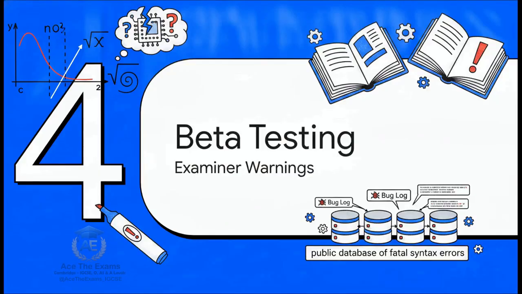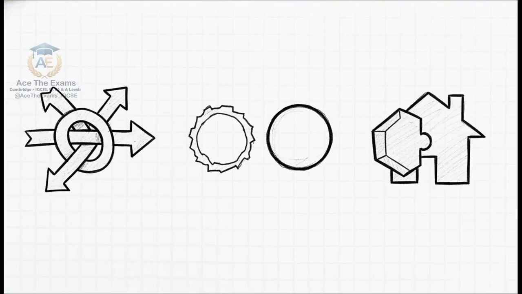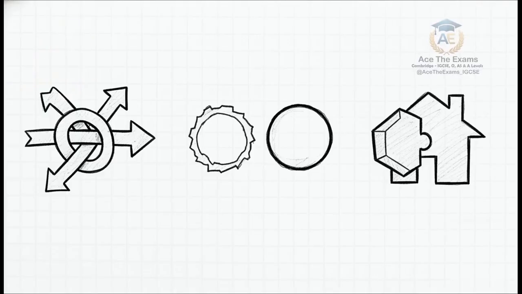Section 4. Beta testing, top 3 examiner warnings. All right, we're resuming the session. Let's say we've encountered a logic error mid-argument while transforming an exponential function. What do? We check the principal examiner reports for known system bugs. The examiners literally publish a log of fatal syntax errors, and the absolute most crucial point is right here. These are the top 3 fatal errors straight from the examiners themselves.